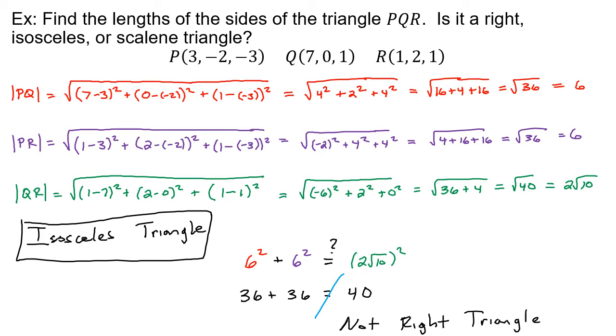Now, it could not be isosceles and scalene. Isosceles is looking at the sides. Scalene is also looking at the sides. Isosceles says two of the sides are the same. Scalene says all three of the sides are different. But a right triangle, since it's based on the angles, could be either isosceles or scalene. So you'll want to check that on either one of those.